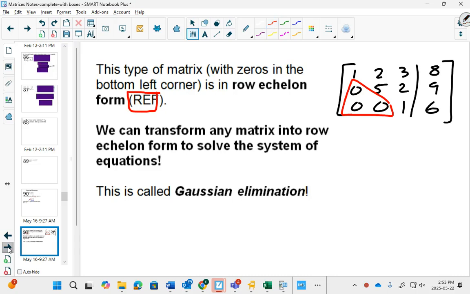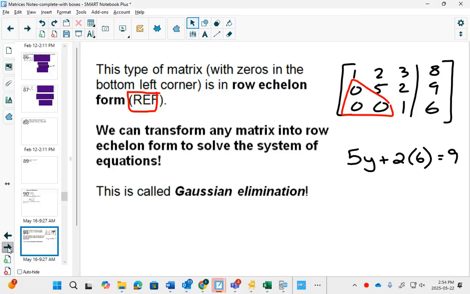And then you could go up one equation and say, I know that 5y plus 2z, which happens to be 6, is equal to 9, and then you could figure out what y is. And then you could go to the last one, and once you figure out what y is, you could say, I know that 1x plus 2 times whatever y is, plus 3 times 6, because z is 6, has to equal 8, and you could solve them all. So if we have zeros in the bottom corner, we could rewrite the equations and we'd be really close to solving.